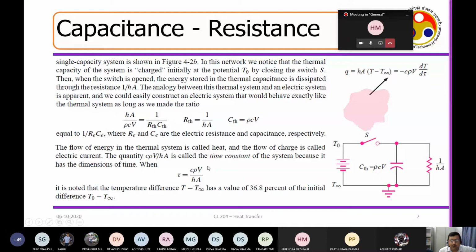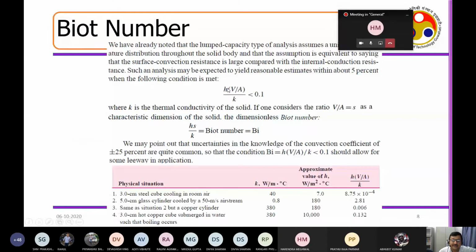So what is the ratio of these two? This ratio talks about k, the capacity of conduction, how fast the material can conduct. Whereas h is a measure of how fast the fluid is convecting the heat. So the ratio tells which resistance is more in this situation, whether the convective resistance is more or the conductive resistance is more. So suppose you put a metal ball into water, of course you will find the convective resistance will be more than the conductive resistance.